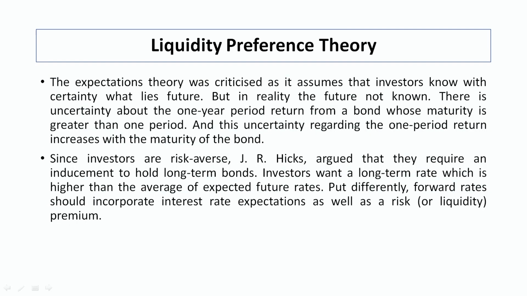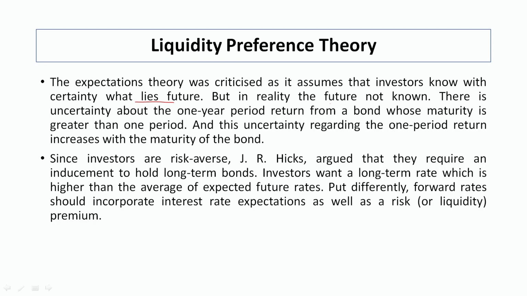expectations theory. Then liquidity preference theory. This theory basically criticizes the expectation theory. It assumes that investors know with certainty what lies in future, because in expectation theory we said that we know what is going to happen in future, and on the basis of our expectation there is increase or decrease, or rise or fall, in the short term interest rate, and the yield curve will form accordingly. But liquidity preference theory criticized it on this particular ground.